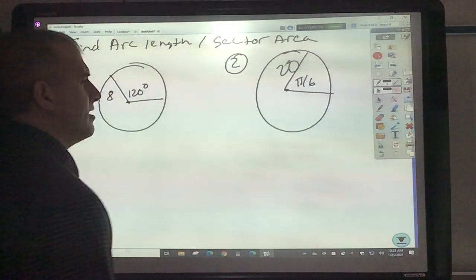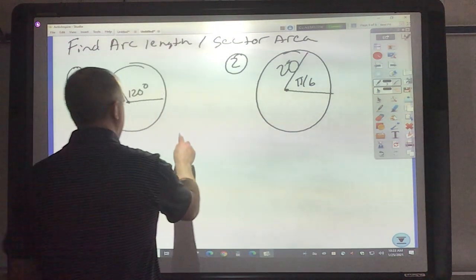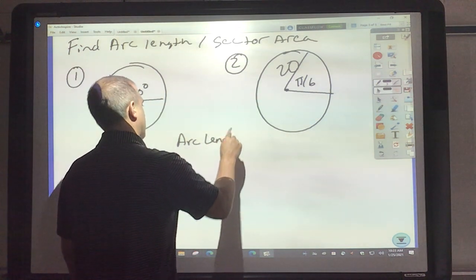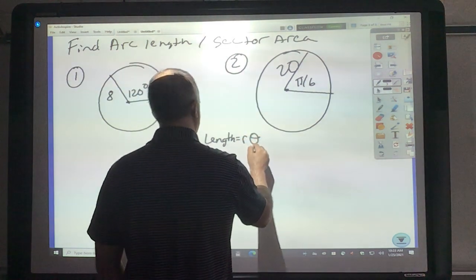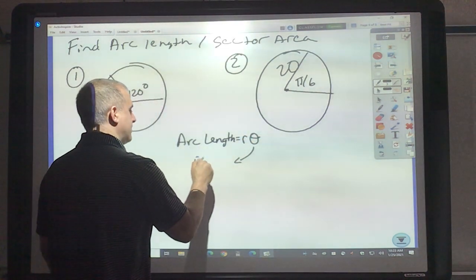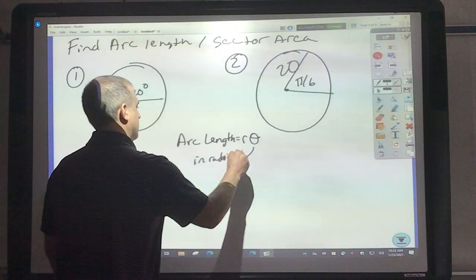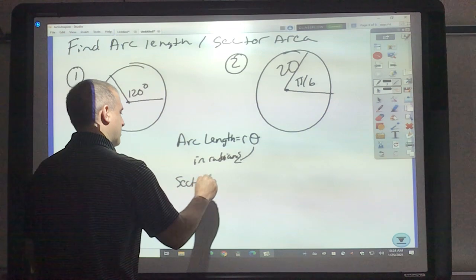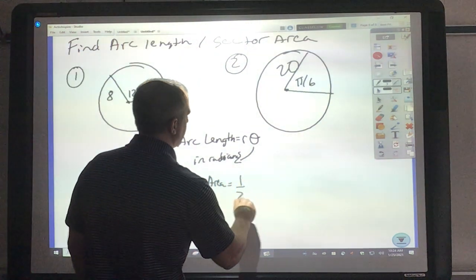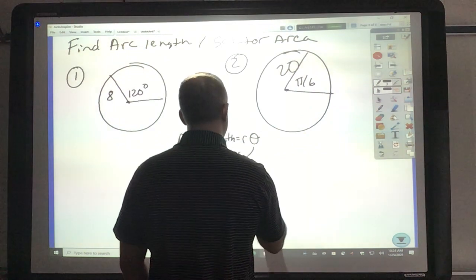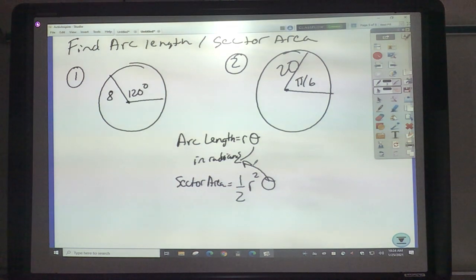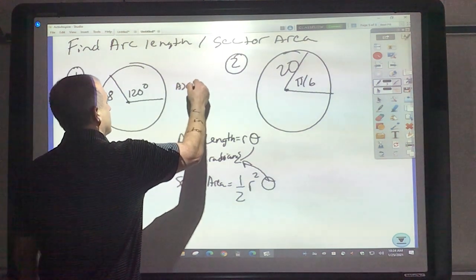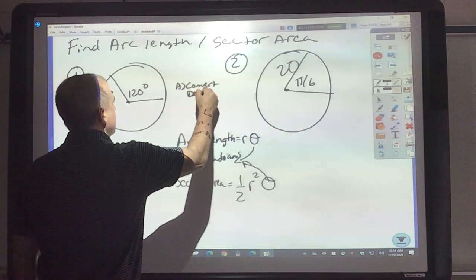There are two formulas. Arc length is equal to r times theta, where theta is in radians. And sector area is equal to 1/2 r squared times theta, same thing where theta is in radians. If you have a degree, the first step here is to convert the degree to a radian.